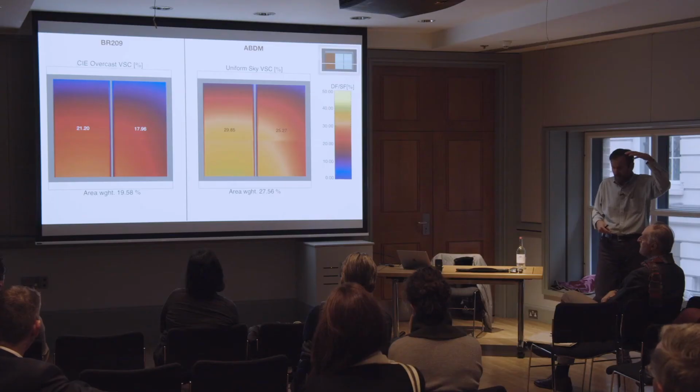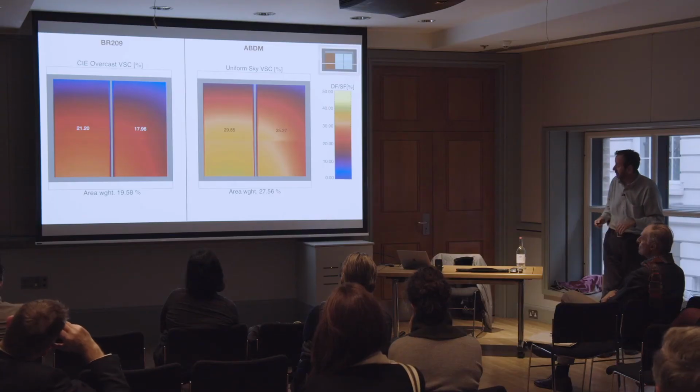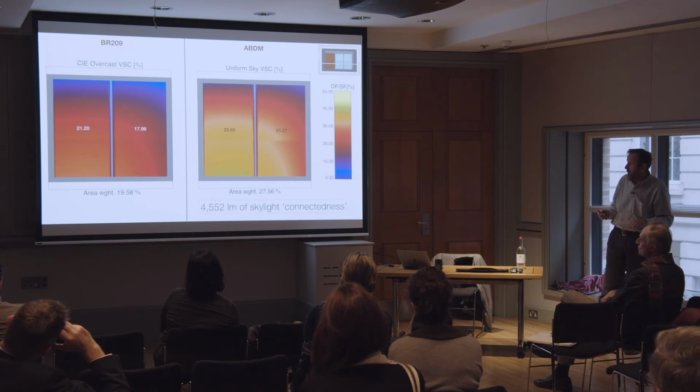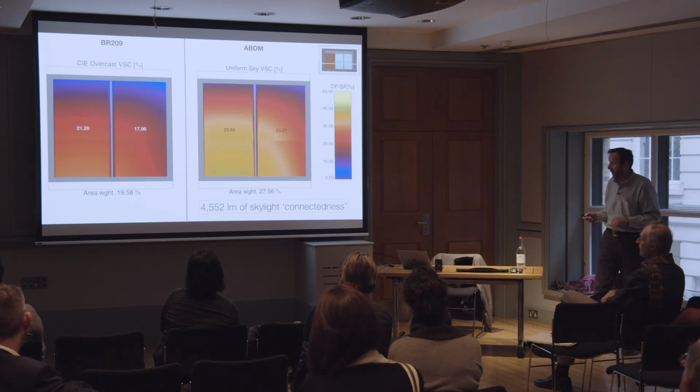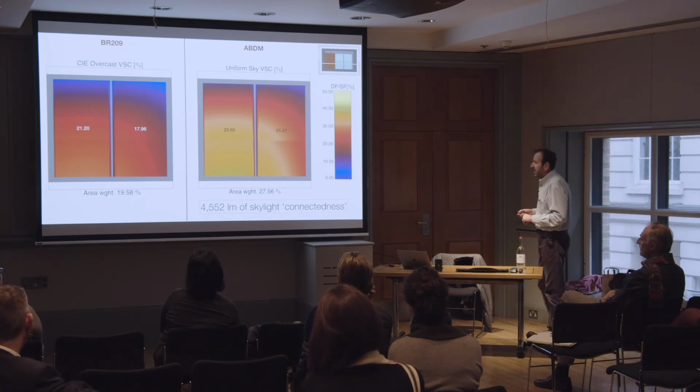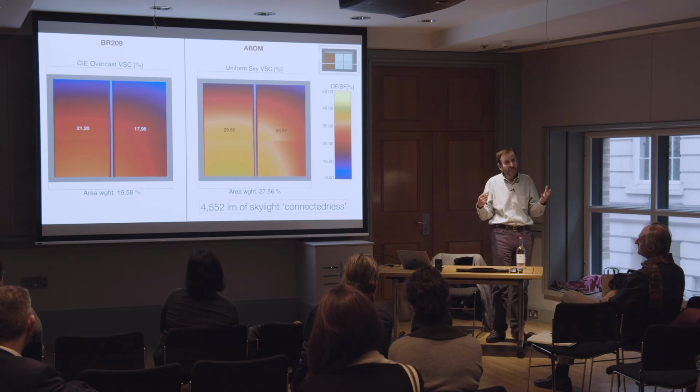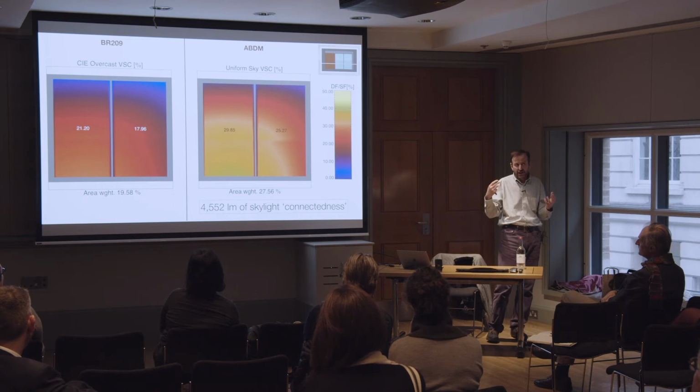And of course, it's much lower here because you began with much less, because the illumination effect is concentrated towards the zenith, the CIE overcast sky. And you've got your 4,552 lumens of skylight connectedness now. So you've lost nearly half of that by the structure around. So we're just looking at the skylight connectedness now.